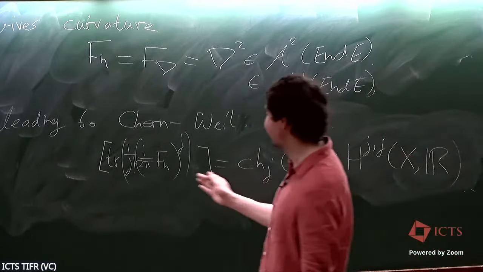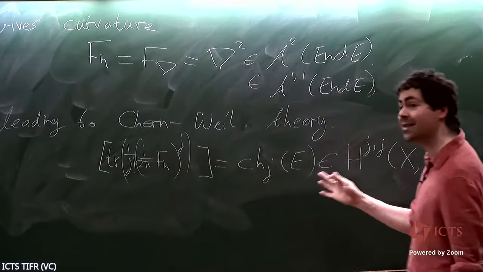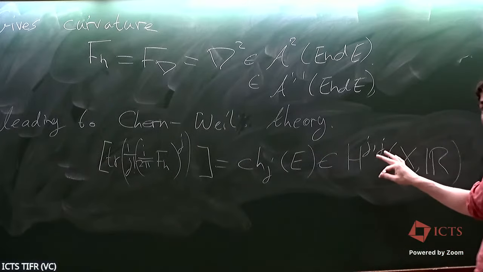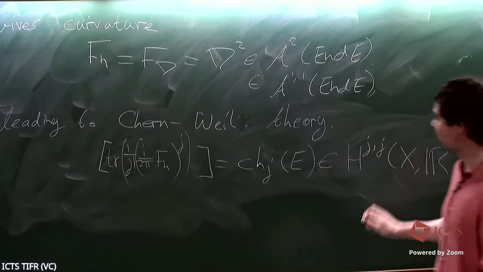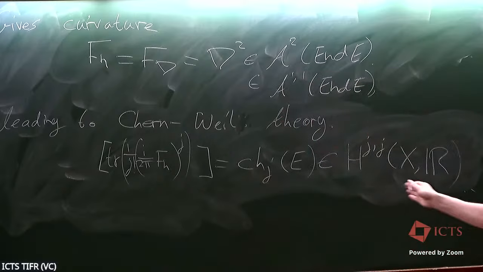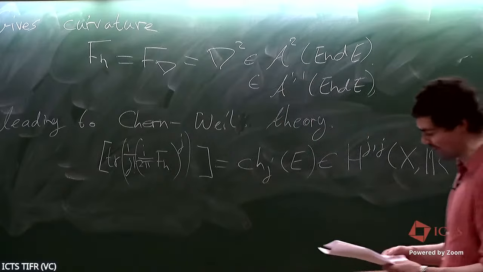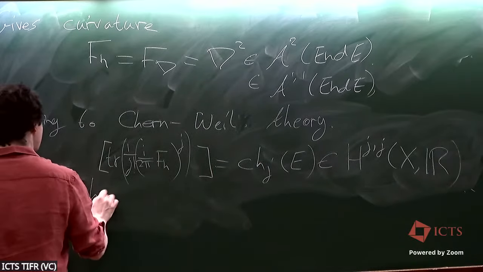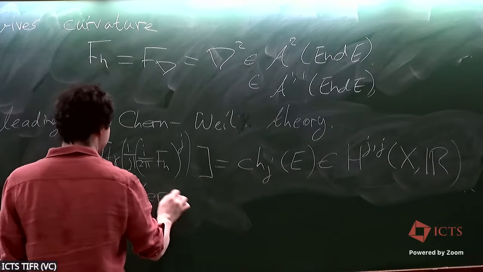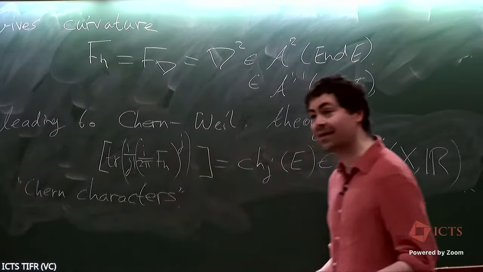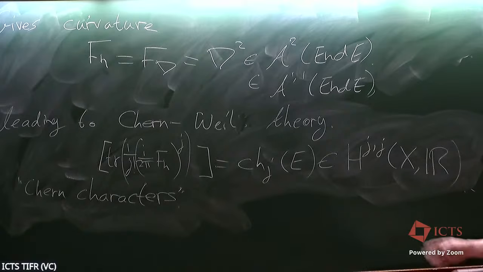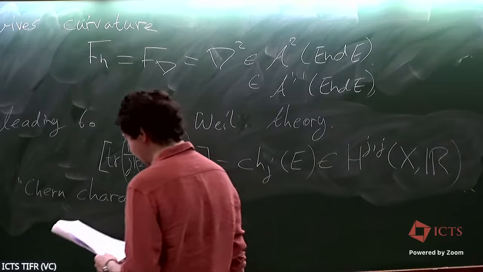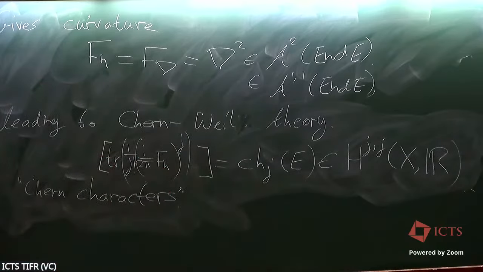The claim really is that the cohomology class of this thing is independent of the Hermitian metric, leading to topological classes associated to a vector bundle. It's probably a little bit quick if this is your first time seeing characteristic classes, but this is the way it works from the differential geometric perspective. These are called the Chern characters. They provide completely equivalent information to the Chern classes, which are more common in some sense, but these are more convenient for our purposes.